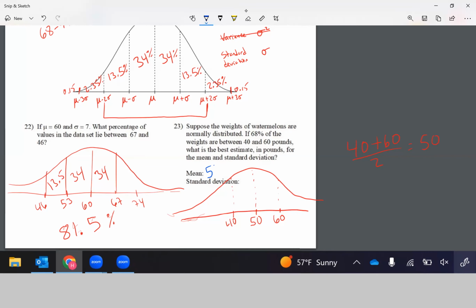So I can answer the mean. Now, what's the standard deviation? What's the difference between the mean and my first line right here, to either side? How many numbers did it go up or did it go down? From 50 to 60. Well, my standard deviation in this case happens to be 10.